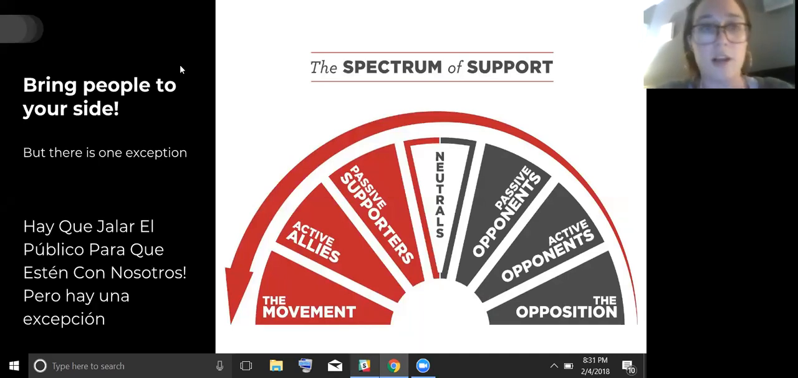And so the lunch counter sit-ins, for example, and a lot of the tactics of the Birmingham campaign, weren't just about trying to move people out of the neutral and change public opinion of white people, but a lot of it initially had to do with trying to move especially older and middle class Black folks from passive supporters into active supporters.